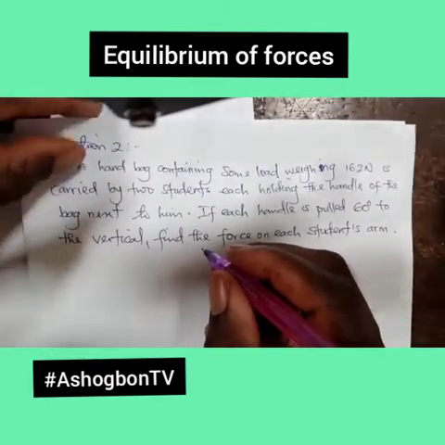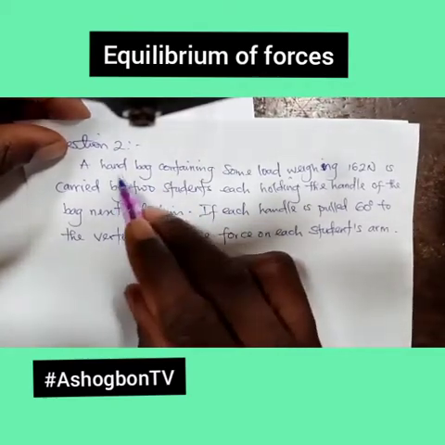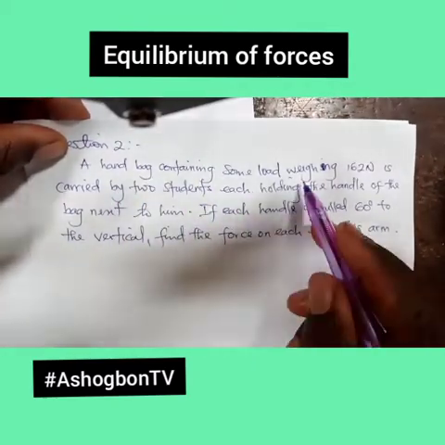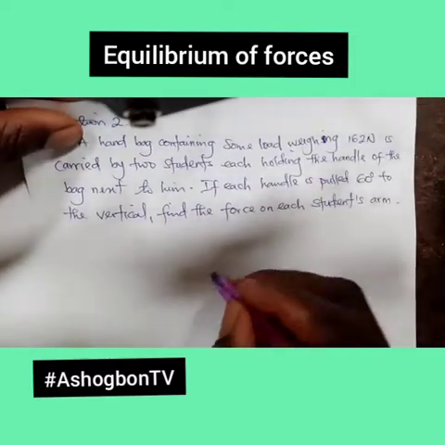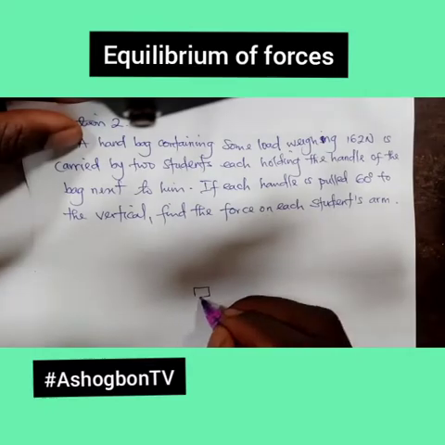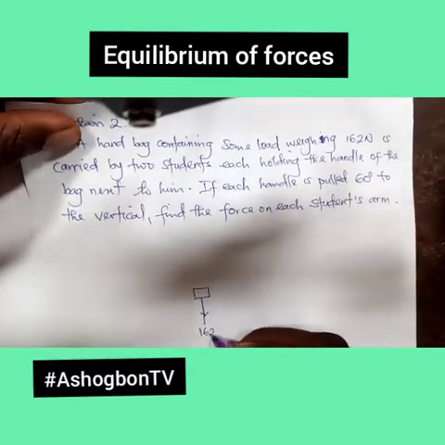Now in this question 2, I want us to look at this very well. A handbag containing some load weighing 162 Newton. Of course, the weight of any bag or any object will always act where? Downwards. So we have it to be 162 Newton.